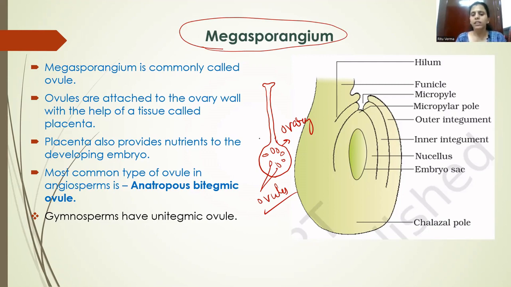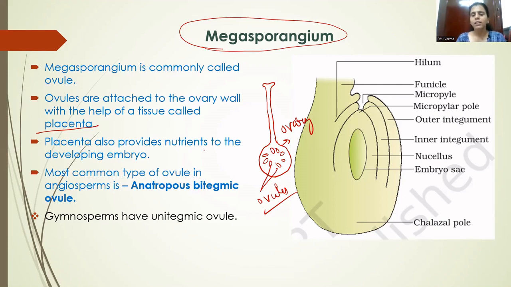The number of ovules present inside the ovary varies from species to species. These ovules inside the ovary are attached to the ovary wall with the help of a tissue which is called placenta. So placenta has two functions. First, it helps in the attachment of ovules to the wall of the ovary, and second, the cells of placenta are nutritive in function. They provide nourishment to the developing embryo present inside the ovules of this ovary.